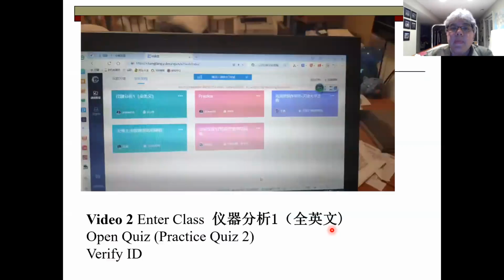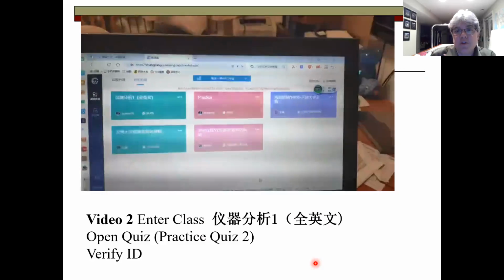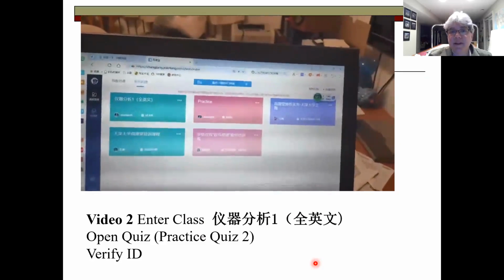Okay, now, different on the computer, but we have to do this monitoring. So you're going to need to verify your ID to do that. So the first thing you have to do is enter the class. Okay, so you're going to click on the class, and this will just show you how to do that real quick when you sign into Rain.